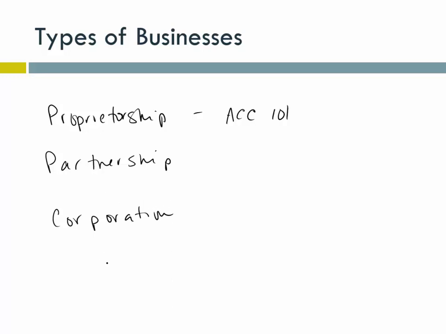We'll talk about the pros and cons of these. A subset there is an LLC, which combines the best of the partnership and the corporation. But we're going to talk about partnerships right now, and a lot of times this could be two people getting together to start a business, or two people with sole proprietorships combining them into one business, and they should really have a written agreement.